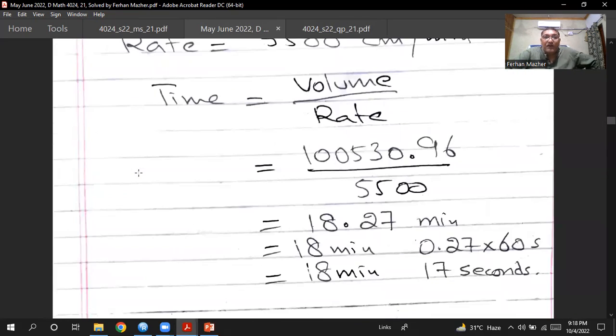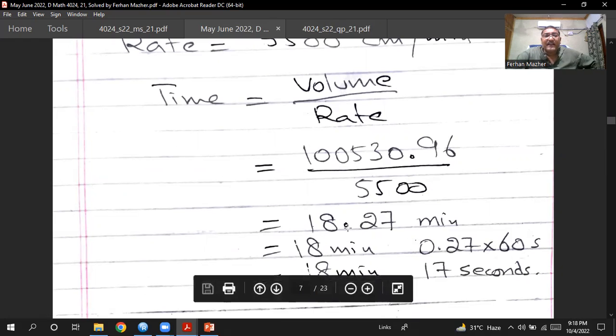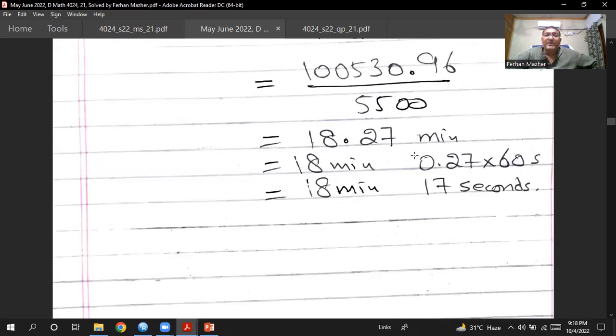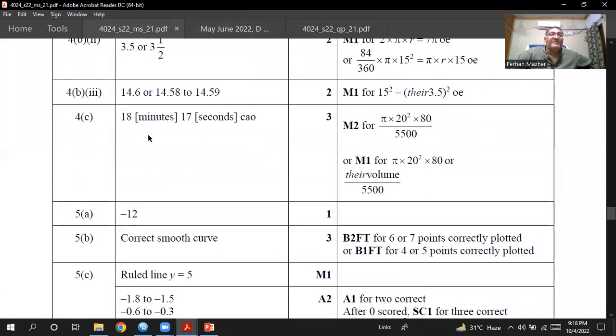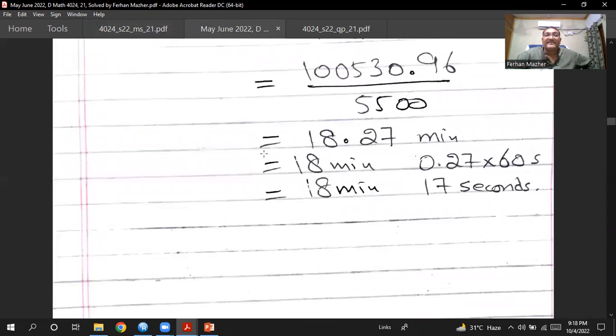The time can be found by volume divided by rate. The volume is 100,530.96. You divide it by the rate, which is 5,500 centimeter cube per minute. So your answer will be 18.27 minutes. So that is 18 minutes. The 0.27, you multiply by 60 and you get seconds. So 18 minutes and 0.27 multiplied by 60 gives you 17 seconds. So it will take 18 minutes and 17 seconds to fill that cylinder. 18 minutes, 17 seconds is the right answer.